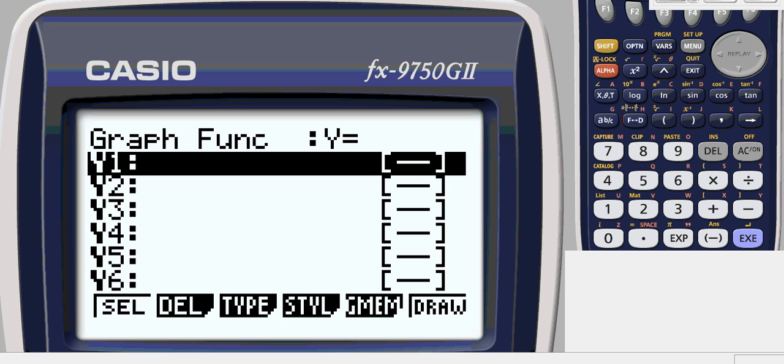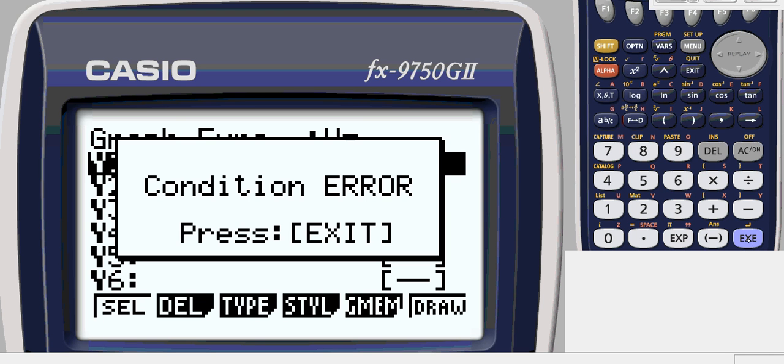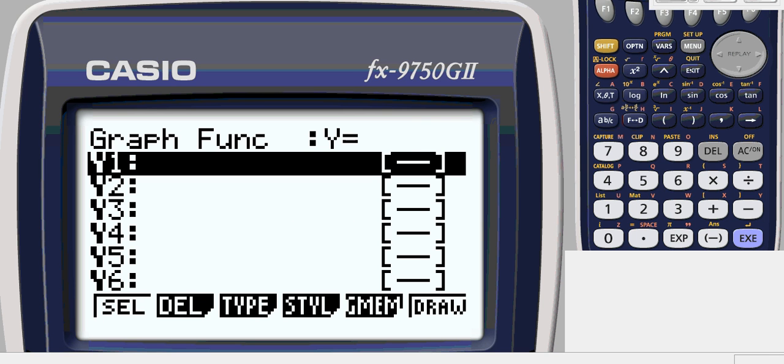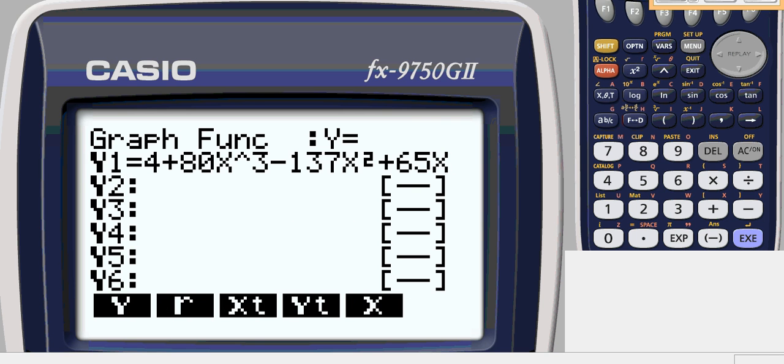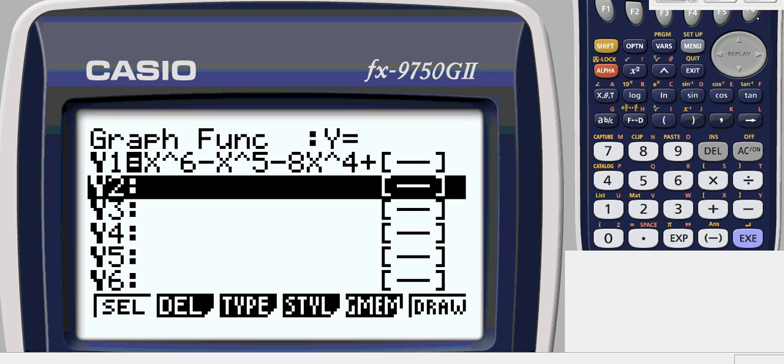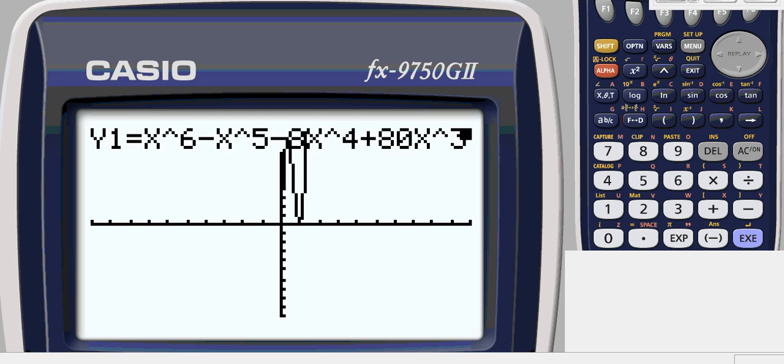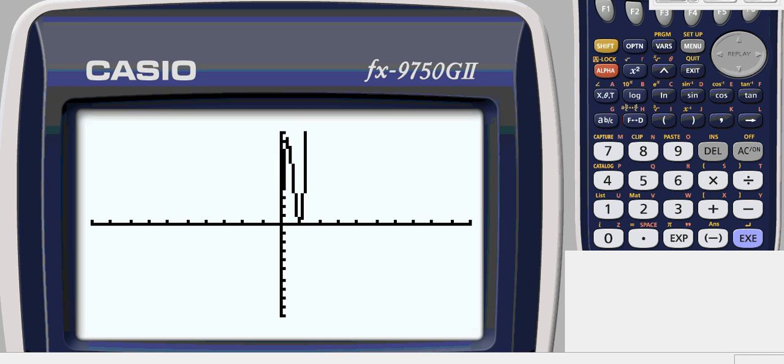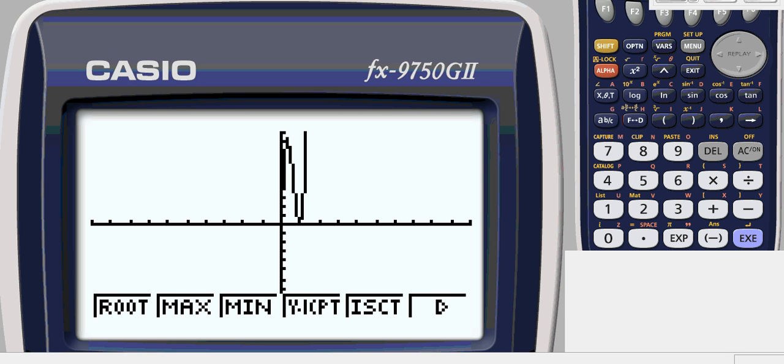And then once it's drawn out, once you get it all typed in, draw it. You can see roots by looking at the graph. You can get more roots by going on a Casio, pushing G-Solve, root.